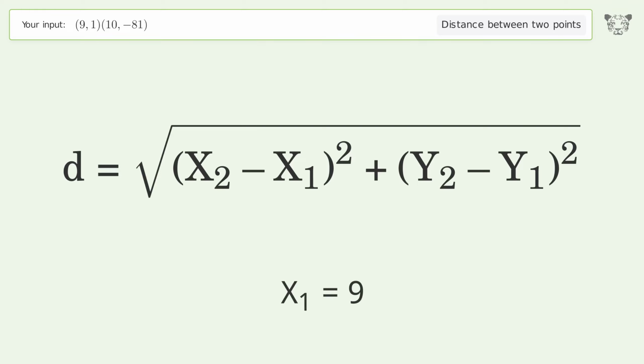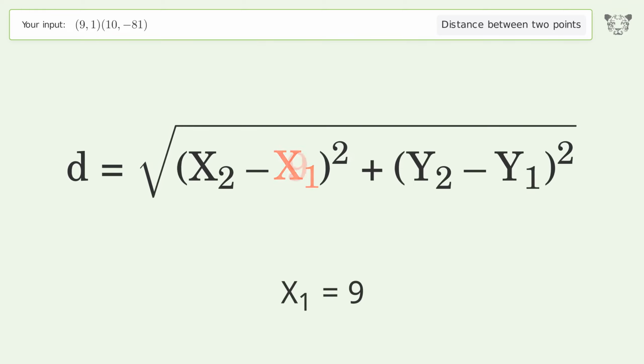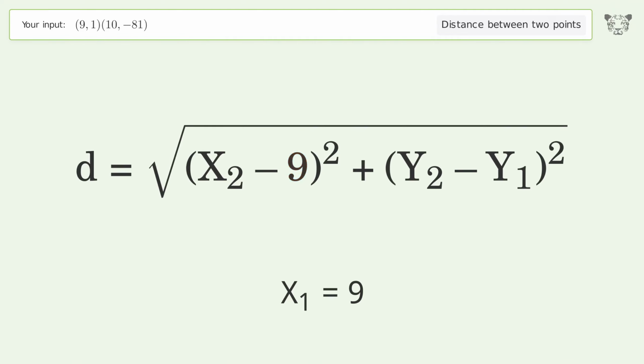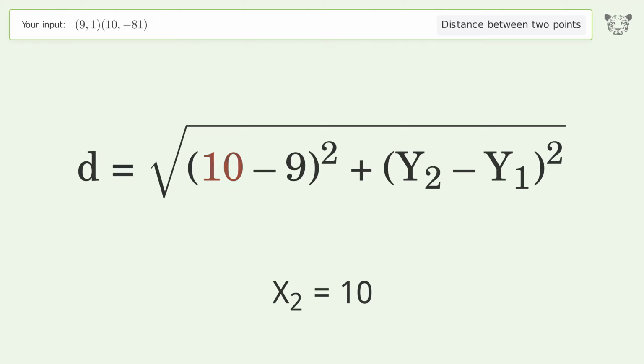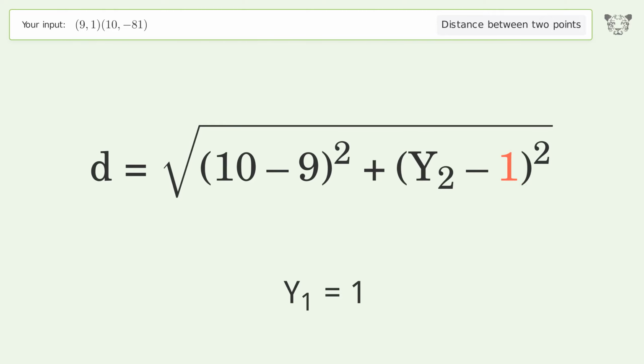x1 equals 9. x2 equals 10. y1 equals 1. y2 equals negative 81.